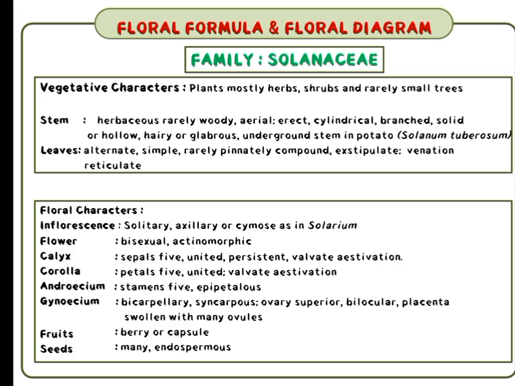We can see persistent sepals in the Solanaceae family. Example, brinjal. Then valvate type of estivation can be seen in the calyx. Then come to the corolla. Petals are 5 in number and they are fused with valvate estivation. So there is not that much complicated in the Solanaceae family.